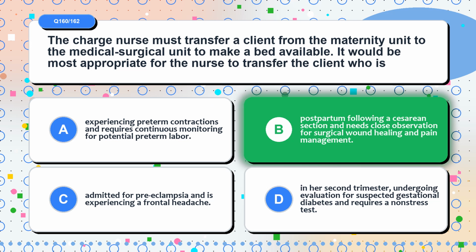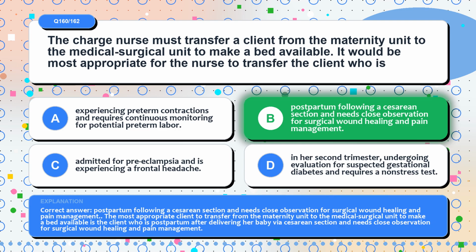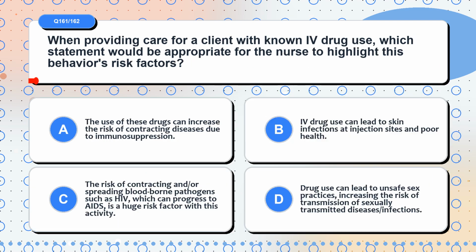The correct answer is option B. Postpartum following a cesarean section and needs close observation for surgical wound healing and pain management. The most appropriate client to transfer from the maternity unit to the medical surgical unit to make a bed available is the client who is postpartum after delivering her baby via cesarean section and needs close observation for surgical wound healing and pain management.